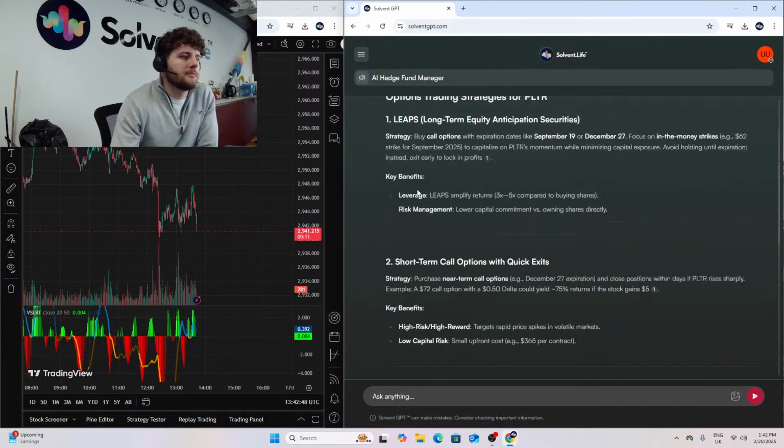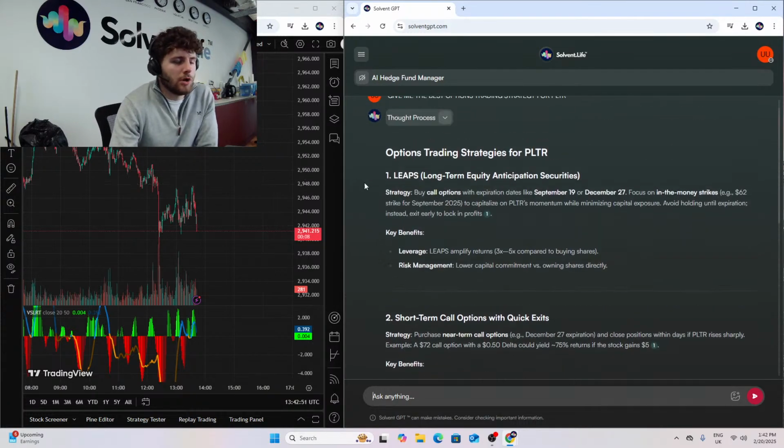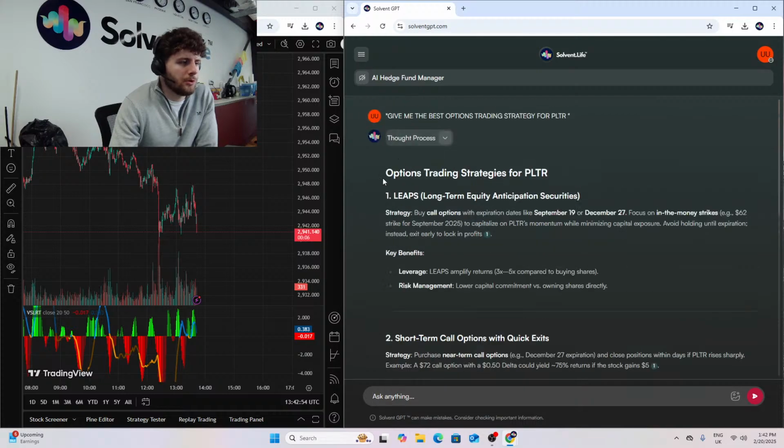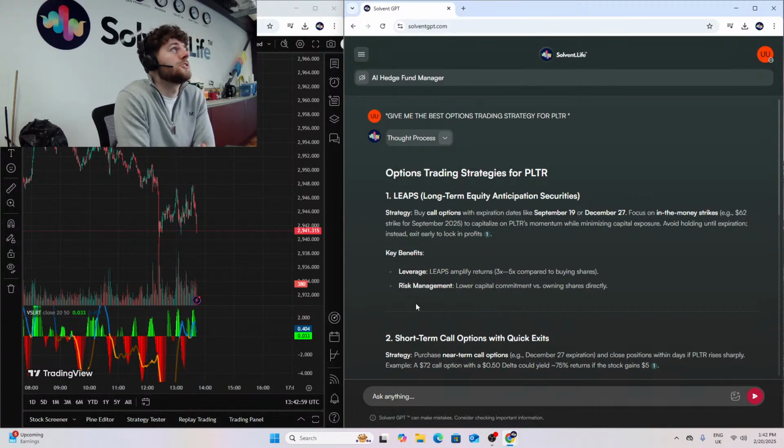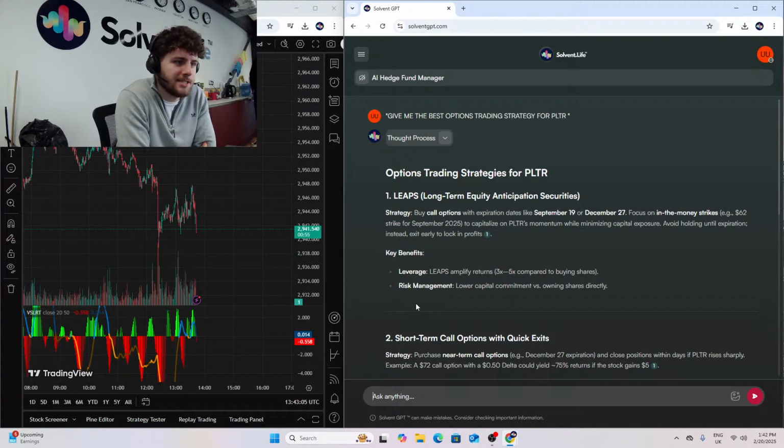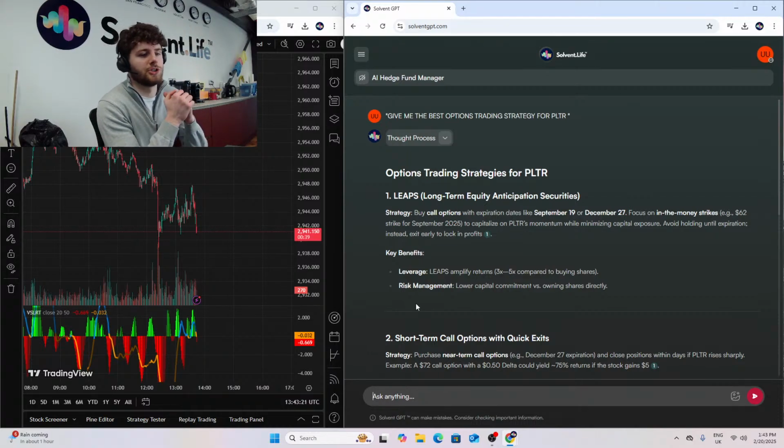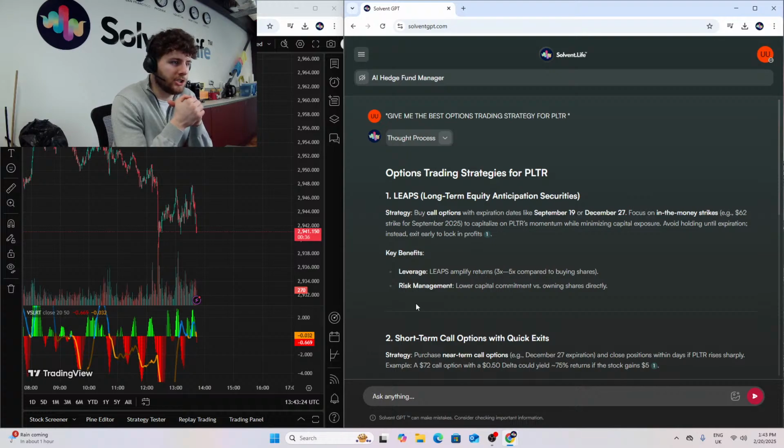Fantastic. So we'll go through 1 and 3. I think they look the most interesting and will most likely be the most applicable for what you're looking for. Long-term equity anticipation securities. So our strategy is buy call options with expiration dates such as September 19th or December 27th. Focus on in-the-money strike prices to capitalize on Palantir's momentum while minimizing capital exposure. Avoid holding until expiration. Instead, exit early to lock in profits.